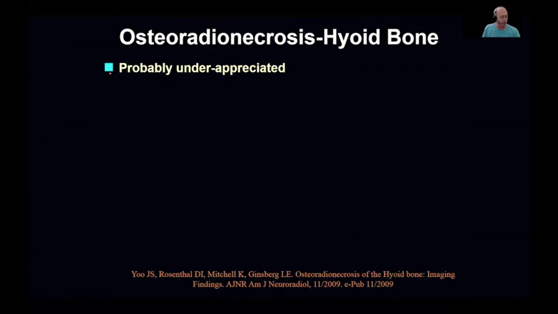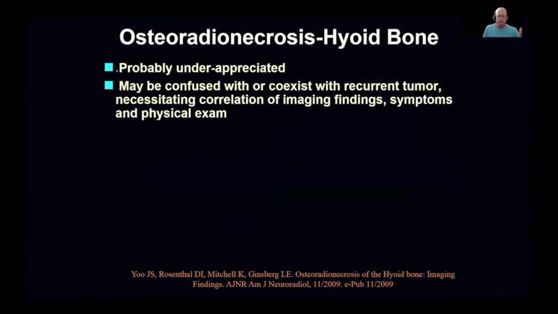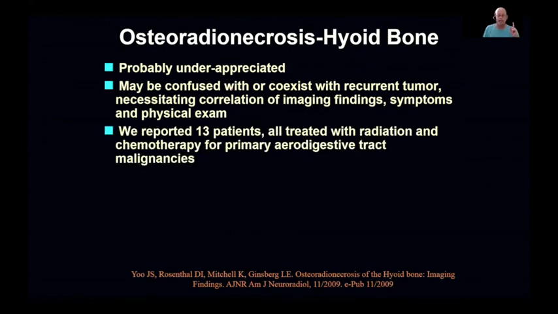Hyoid bone osteoradionecrosis, I still believe it's probably underappreciated. It may be confused with or coexist with recurrent tumor, which requires a careful analysis of imaging findings. We published a number of years ago a series of 13 patients, all of whom had been radiated and not uncommonly re-irradiated, that is for either recurrence or a second primary, so that the low tongue base got a pretty hefty dose of XRT.